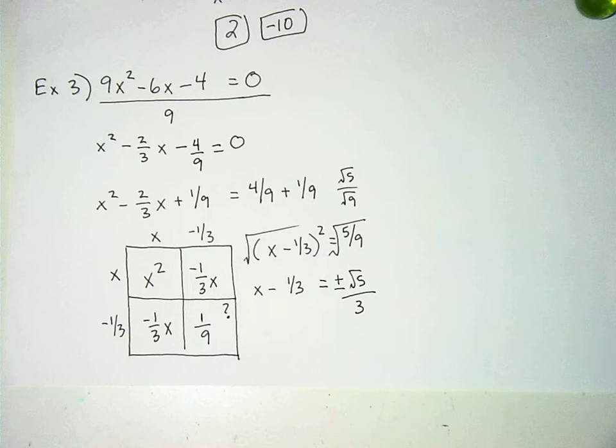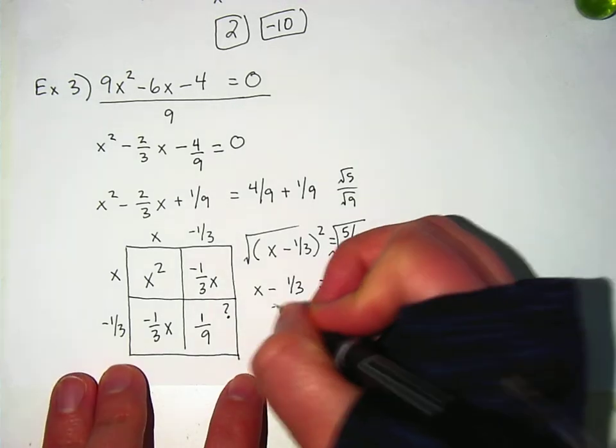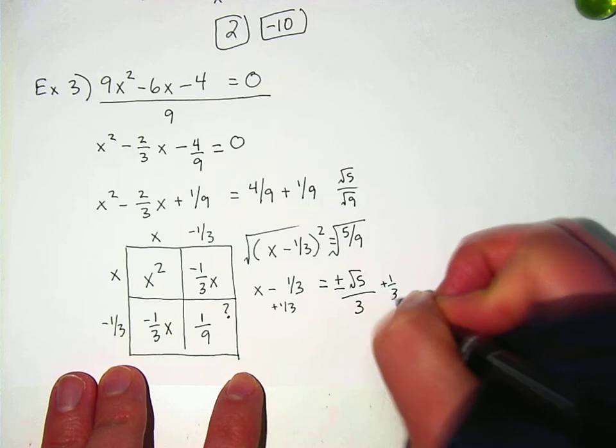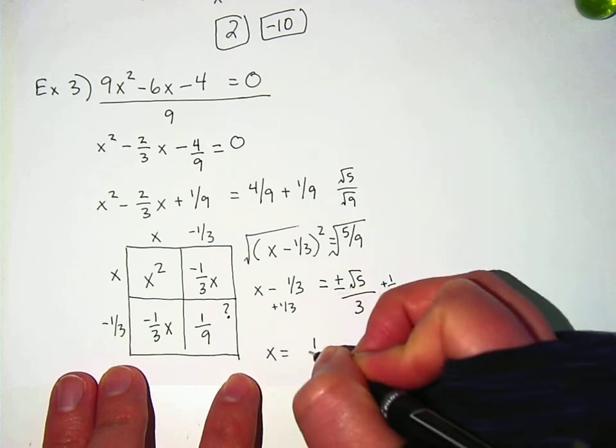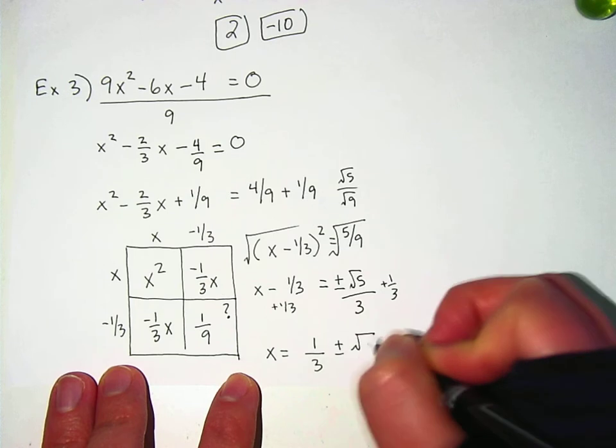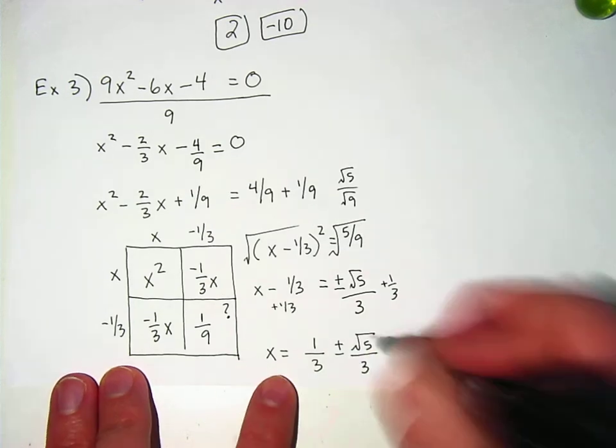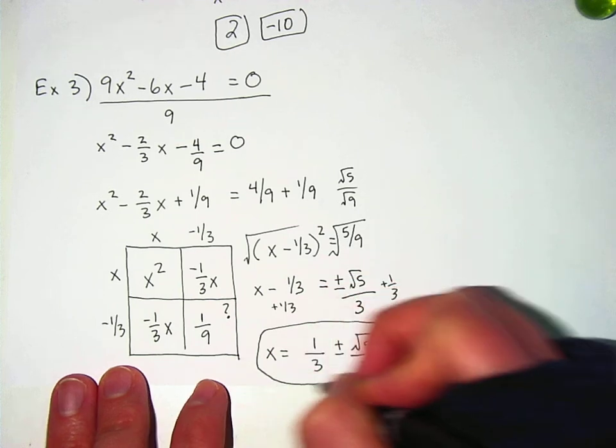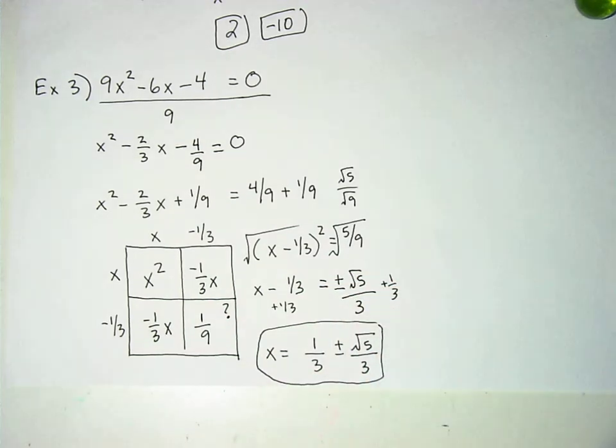Now what do I need to do? Add 1/3 on both sides. So I end up with x equals 1/3 plus or minus the square root of 5 over 3. I guess you could also put it all in one fraction and say 1 plus or minus the square root of 5 all over 3, since the bottoms are the same. Okay. Questions on that one? People at home, questions?